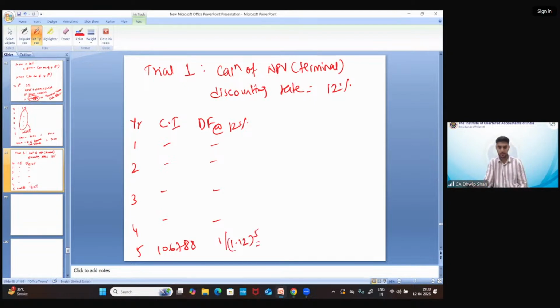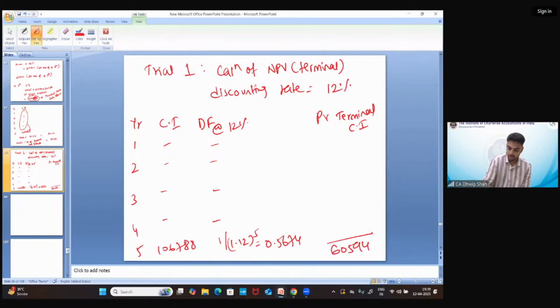How much is it coming? 0.5674. So my PVCI, or rather I would say present value of terminal cash inflow, how much did it come? 106,788 times 0.5674 is 6594, and my PVCO is 80,000. Correct? It is 80,000. So can I say my NPV is negative? My investment is 80,000, and my present value of terminal cash inflow comes to 6594. So can I say my NPV is 6594 minus 80,000?